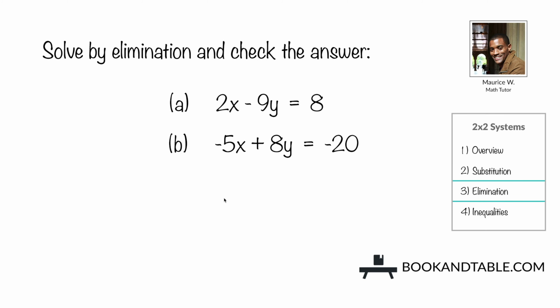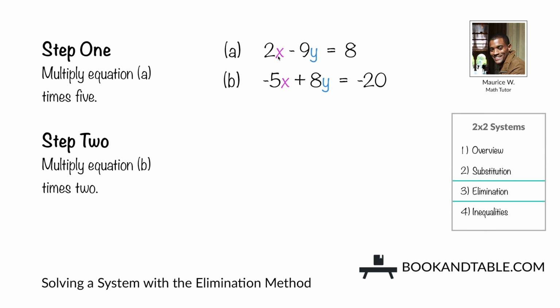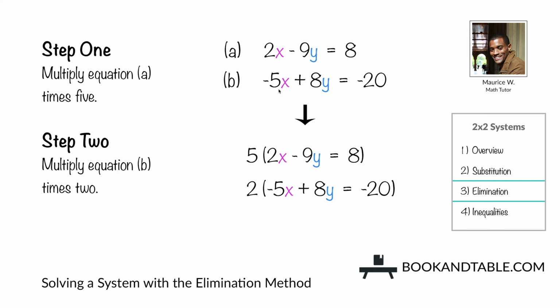Solve by elimination and check the answer. Equation A, 2x minus 9y is equal to 8. And equation B, negative 5x plus 8y is equal to negative 20. Since neither variable has coefficients that are equal or equal with opposite signs, we'll want to eliminate x first and solve for y. So we'll want to multiply equation A times positive 5 so that we get 10x. And we'll want to multiply equation B by 2 so that we get negative 10x.